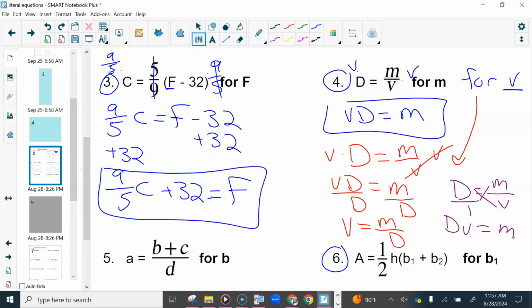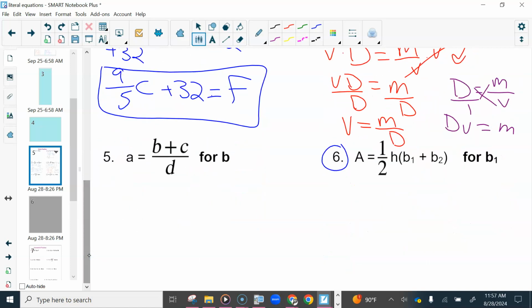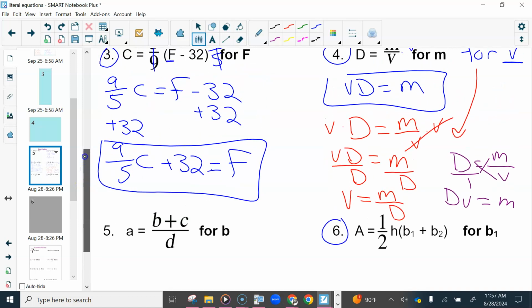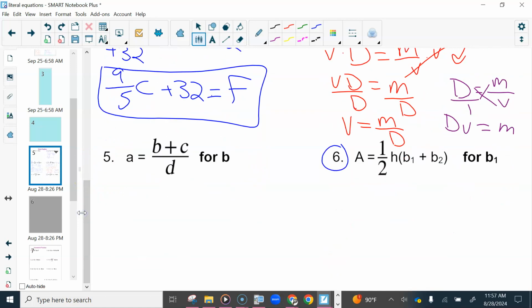Okay. Alright, and then 6. It's going to be very similar to number 3, thank you. Okay. Alright, b1 is on the inside. We have to get it out of those parentheses. So let's get rid of the 1/2 the same way we got rid of the 5/9. Flip it, multiply it, so that the numbers on the right cancel.